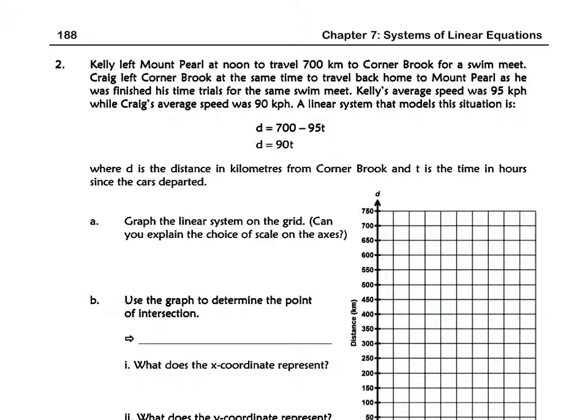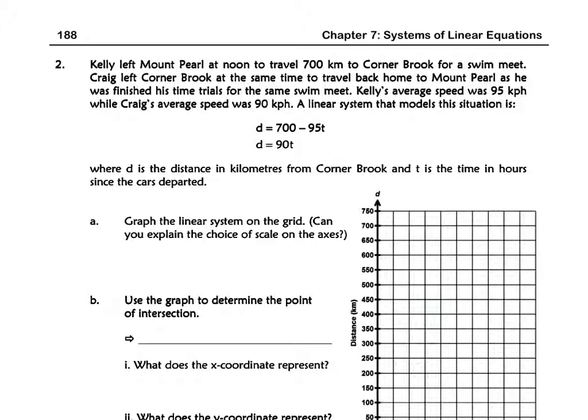It says, Kelly left Mount Pearl at noon to travel 700 kilometers to Corner Brook for a swim meet. Craig left Corner Brook at the same time to travel back home to Mount Pearl as he was finished his time trials for the same swim meet. Kelly's average speed was 95 kilometers per hour, while Craig's average speed was 90 kilometers per hour.